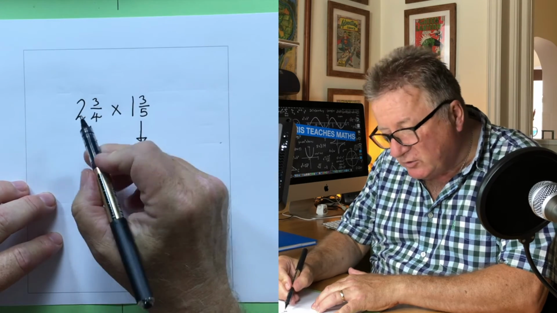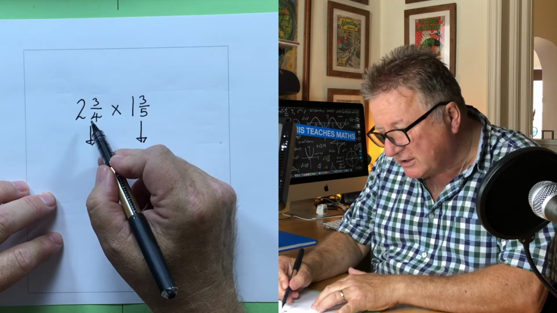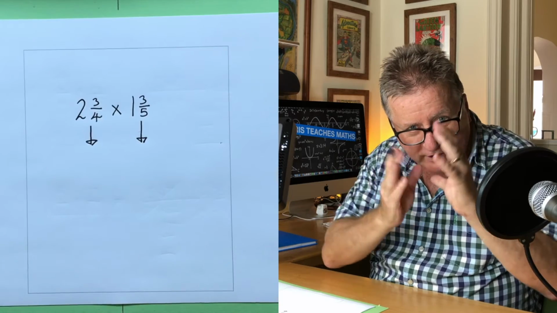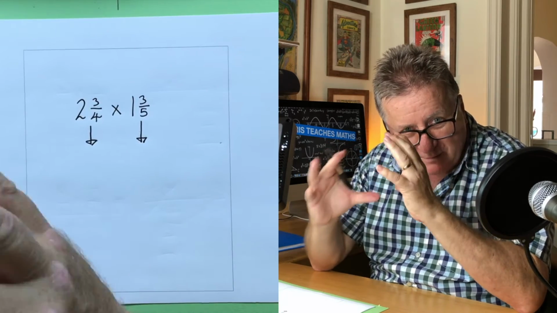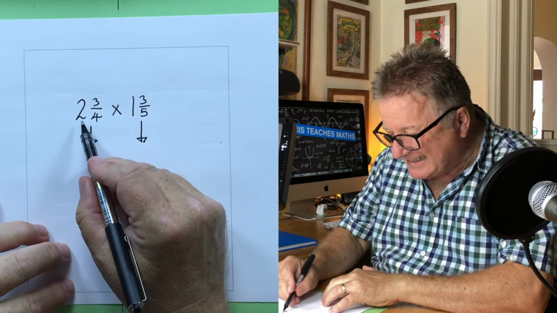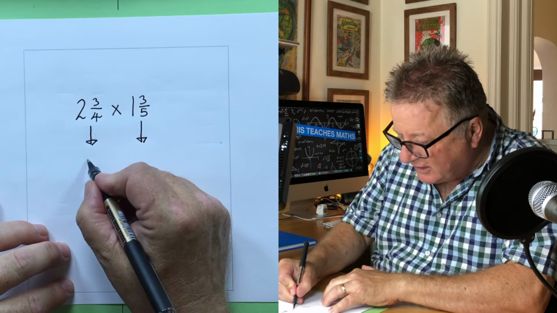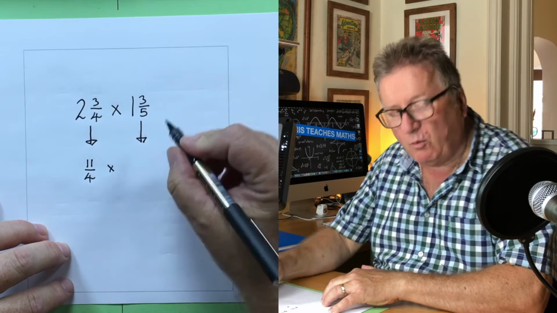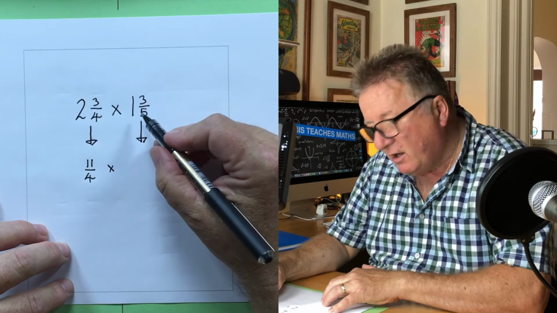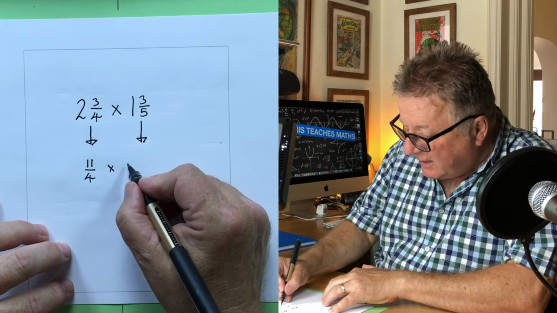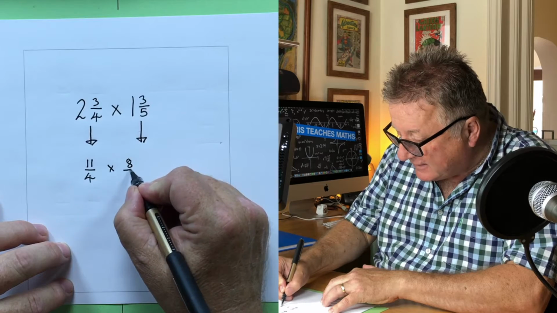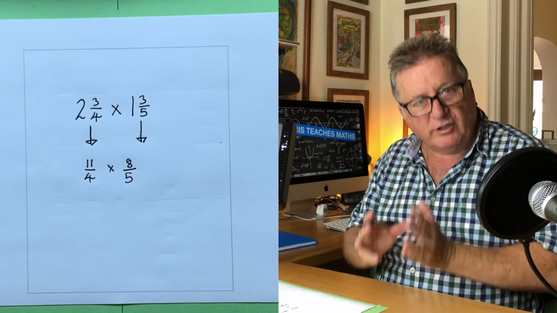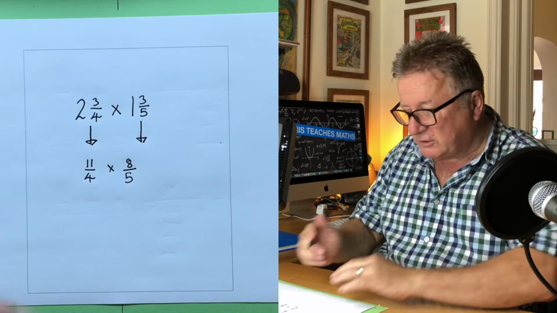Okay? So 2 3/4, 2 whole ones. If you've got quarters, if you've got pizza cut into 4 pieces, 4 pieces make a whole, 2 whole ones is 8/4 plus a 3/4. I've got 11/4. Multiplied by 1 3/5. 1 whole one is 5/5, so that is 8/5. That is absolutely the same sum, but you've now put it in a way where we can use our method for multiplying.